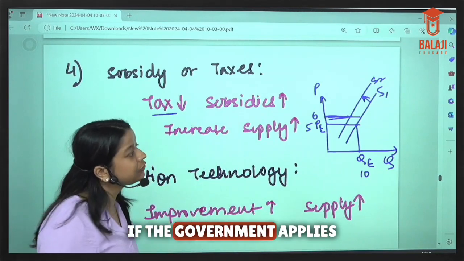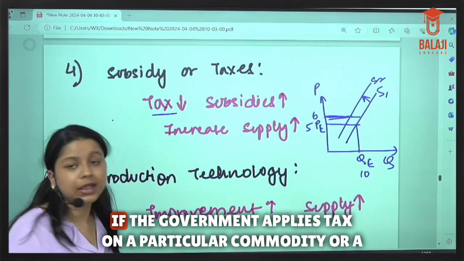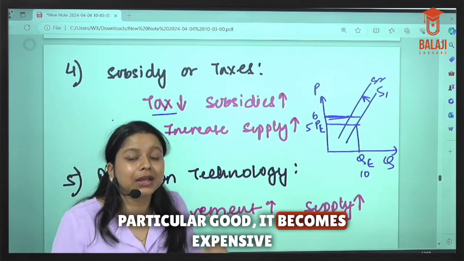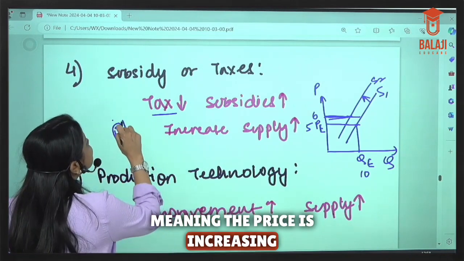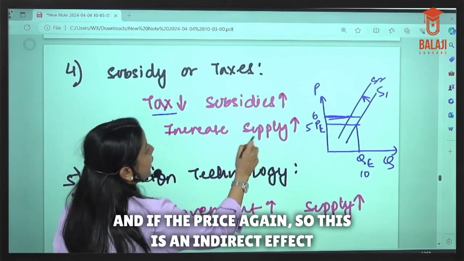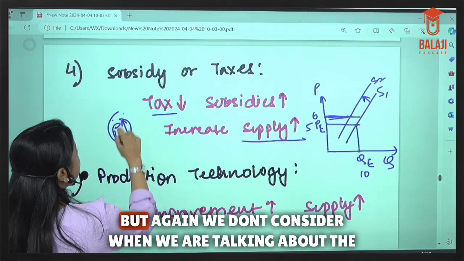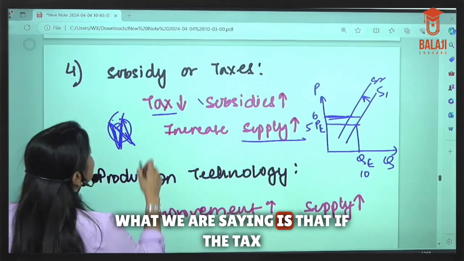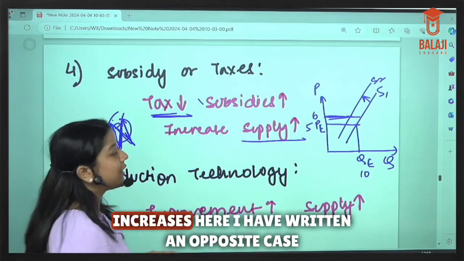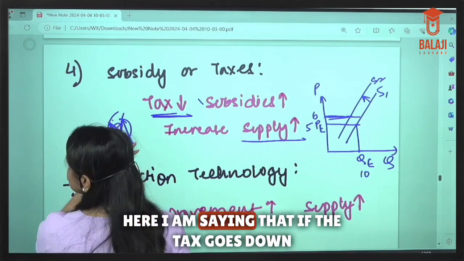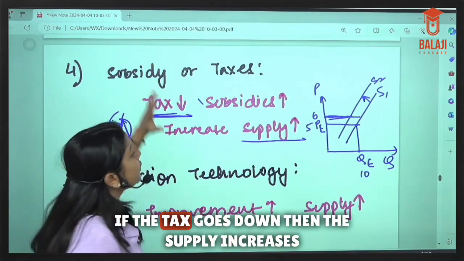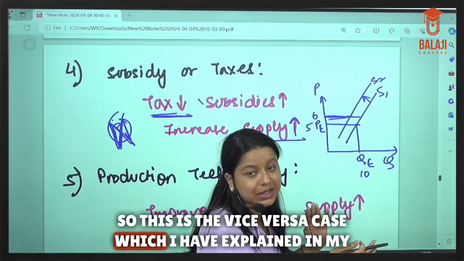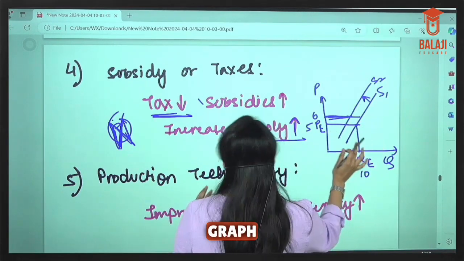If the government applies tax on a particular commodity or a particular good, it becomes expensive, meaning the price is increasing. This is an indirect effect, but we don't consider it when we are talking about the factors other than the price. What we are saying is that if the tax increases, the supply decreases. Here I have written the opposite case: if the tax goes down, then the supply increases. This is the vice versa case. In my graph, I've explained the other thing.